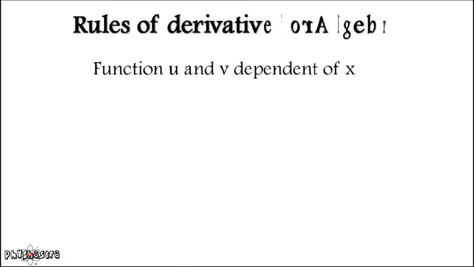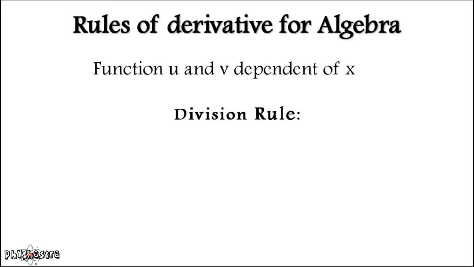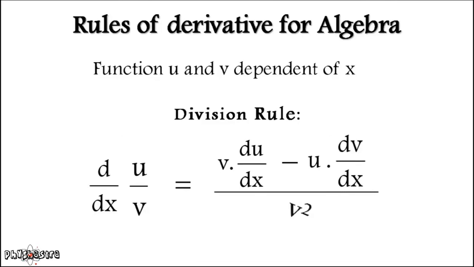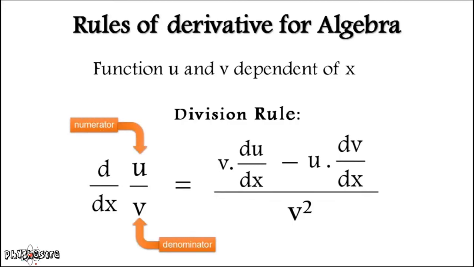Now we use the same functions u and v by dividing them, such as u by v. For this kind of case, the derivative is operated such that d by dx of u by v equals v multiplied by du by dx minus u multiplied by dv by dx, and then dividing the whole thing by the square of v.